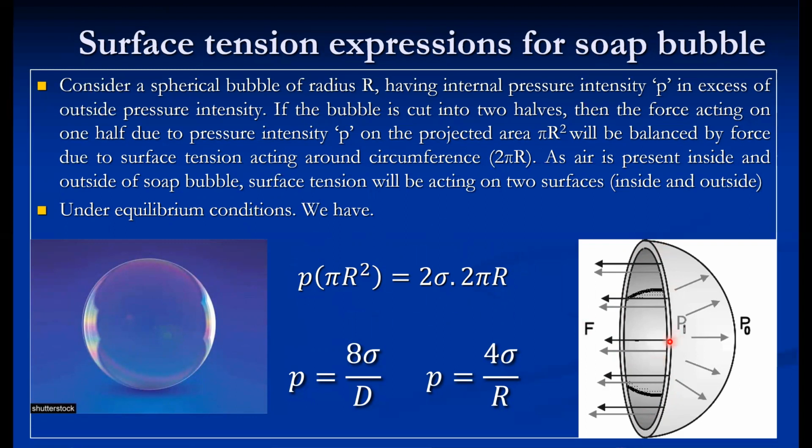As the thickness is very, very small, we can neglect that thickness. So the surface tension force is 2 sigma into 2 pi r. Then the expression is 8 sigma by d. For a liquid droplet, it is 4 sigma by d. For a soap bubble, it is 8 sigma by d, or 4 sigma by r. So the soap bubble value is twice that of the liquid droplet.